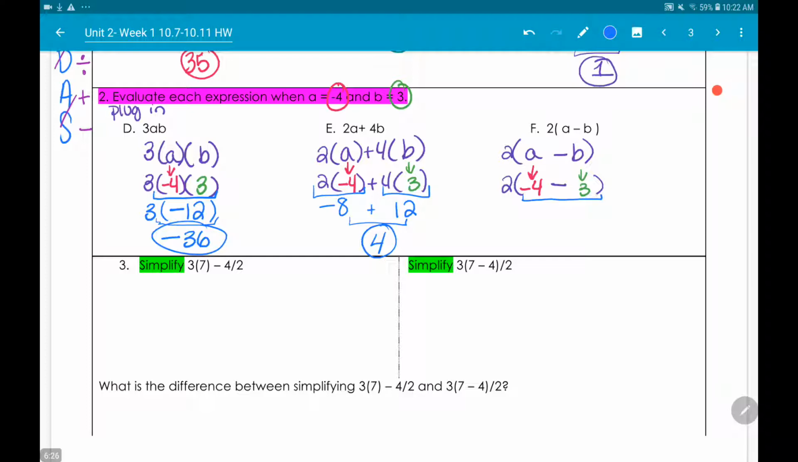All right, last one. I do my parentheses first. -4 minus 3, they are the same sign, so we add the values to get -7. Bring down that 2. I have 2 times -7. That gets me -14. Remember our rules.